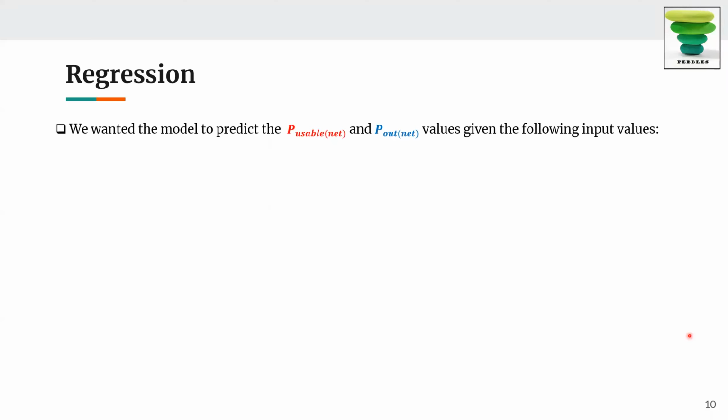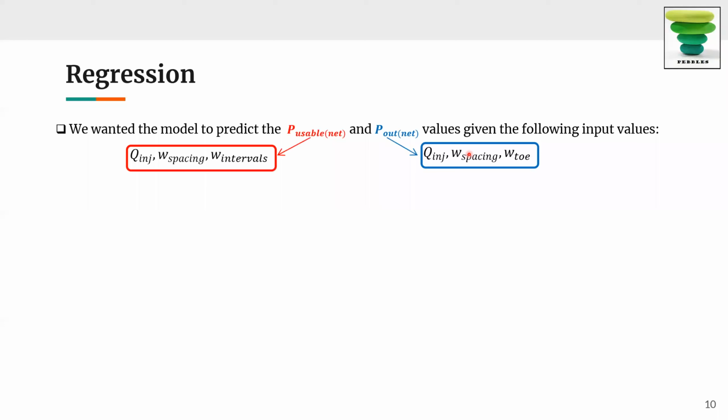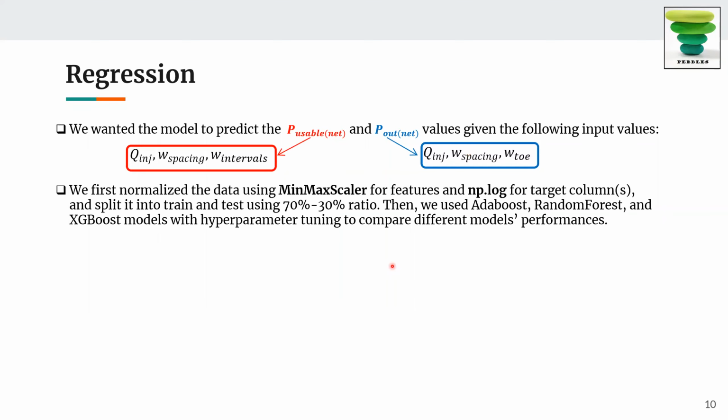Moving on to models. Firstly, we applied a regression. The goal was to predict the P usable net and P out net values, given the input values that were shown in the previous slide. And then we applied a standard data normalization procedure by using min-max scaler for features and logarithm for target columns. Then we split it into train and test with the test size of 0.3. Then we used three models, AdaBoost, Random Forest, and XGBoost, with hyperparameter tuning to compare different model performances.